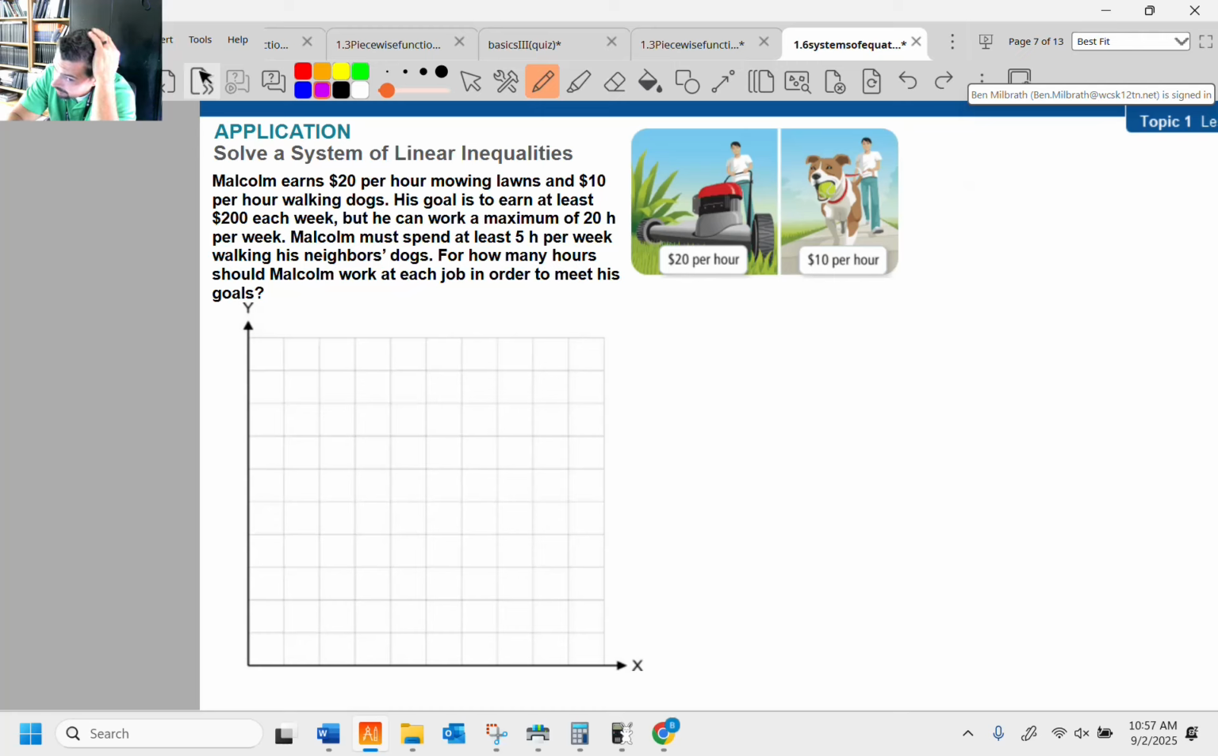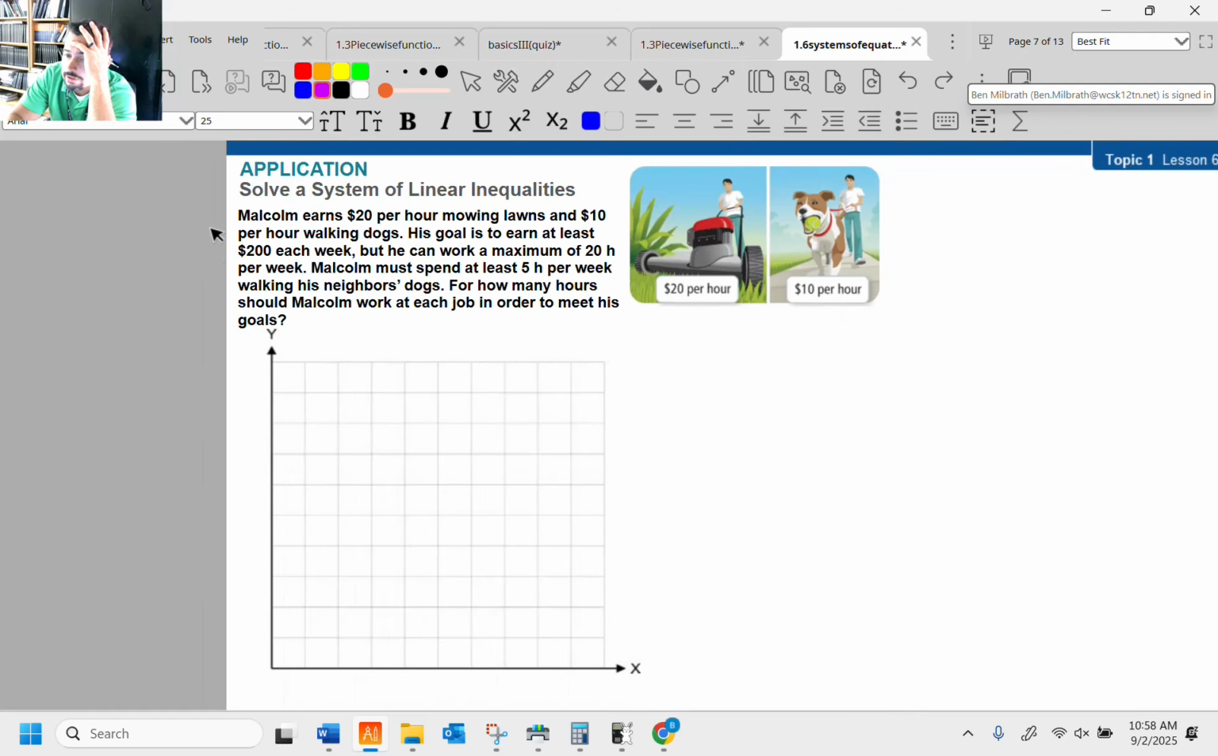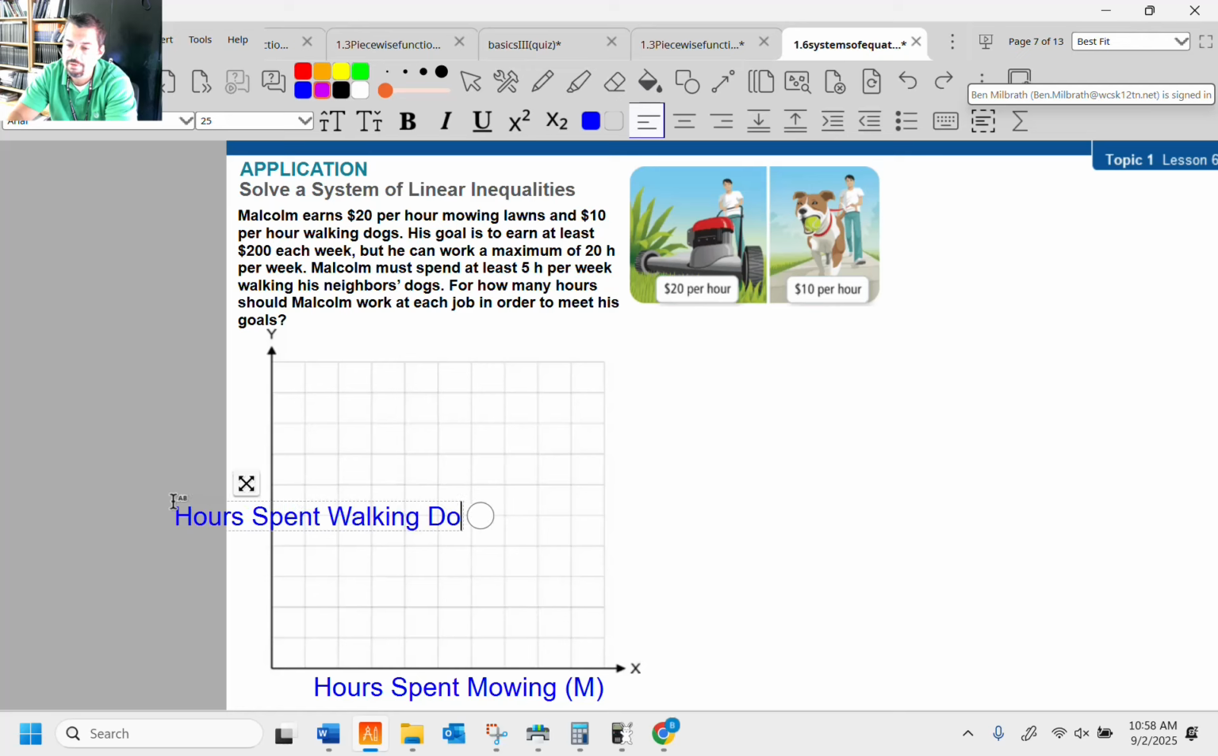Solve an application of linear inequalities. Malcolm earns $20 per hour mowing lawns and $10 per hour walking dogs. Let's make one of these axes dogs and one of them lawns. I don't guess it really matters what we do here. So let's do hours mowing. Hours spent mowing, we'll call that an M. And we'll make the vertical axis hours spent walking dogs, and we'll make that a W.